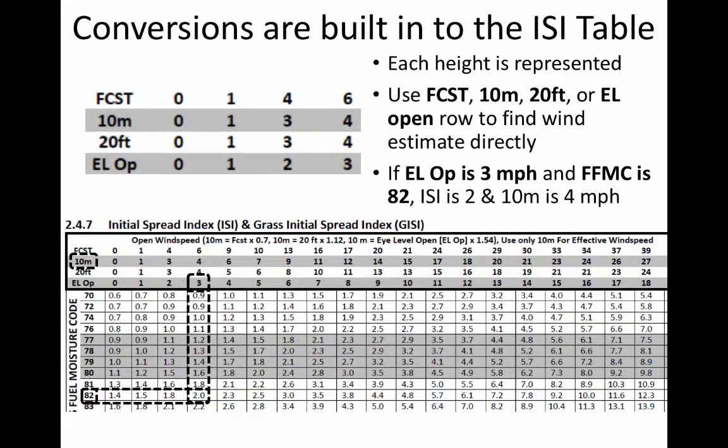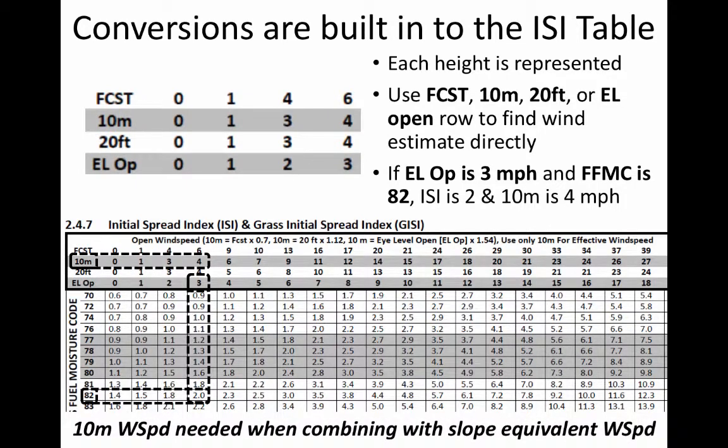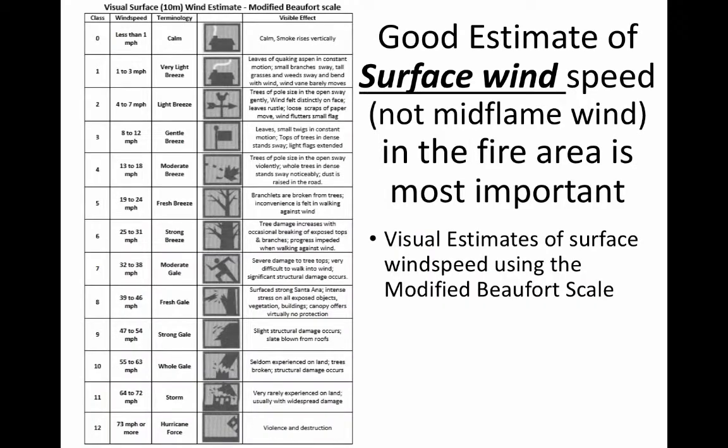If you're on steep slopes, note the 10-meter wind speed. You'll need it later. Your task is getting a good estimate of the surface or 10-meter wind speed for the FBP system. You can estimate wind speed from this modified Beaufort scale. Try it. With practice, you can be good at it.